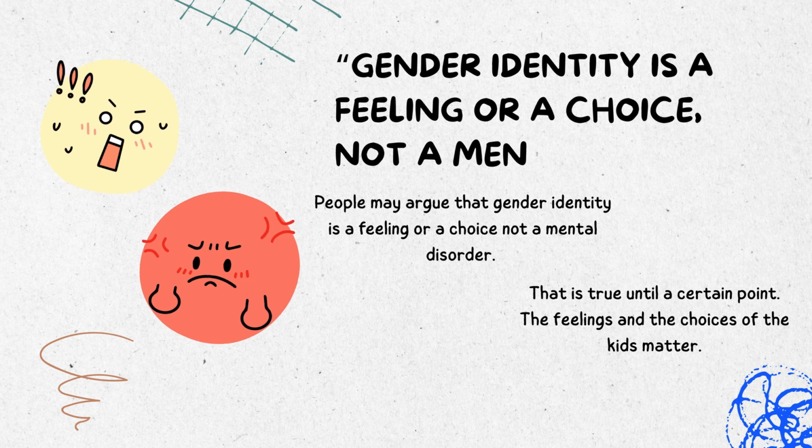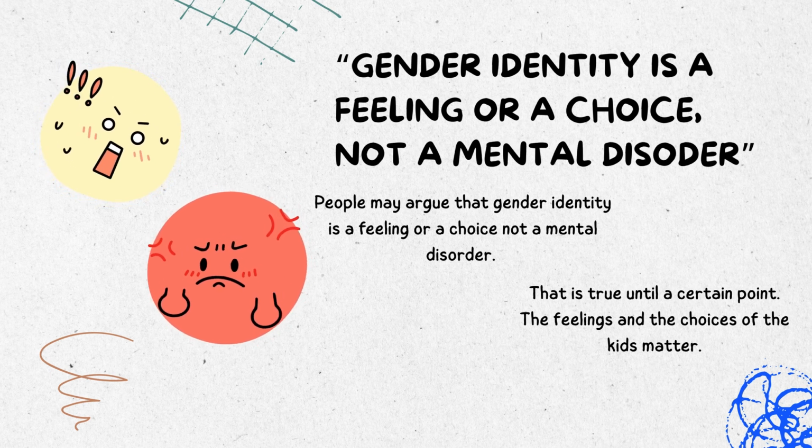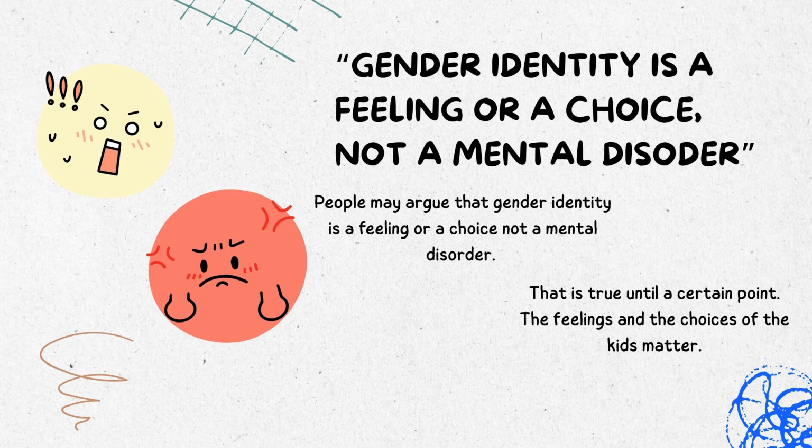People may argue that gender identity is a feeling or a choice, not a mental disorder. That is true until a certain point. The feelings and the choices of the kids matter, but there's an age for everything. That's why there is an age limit.